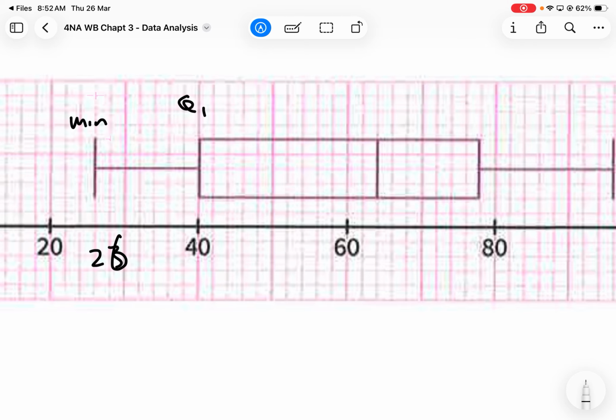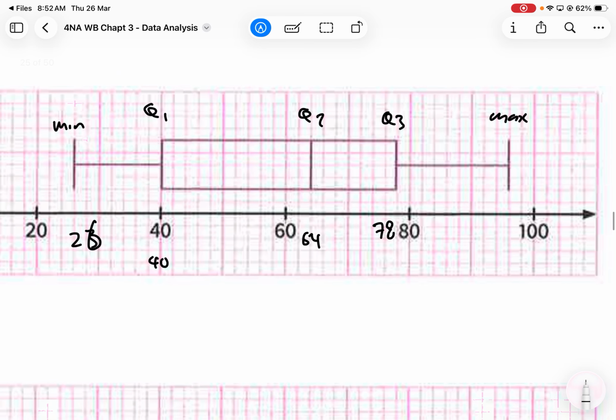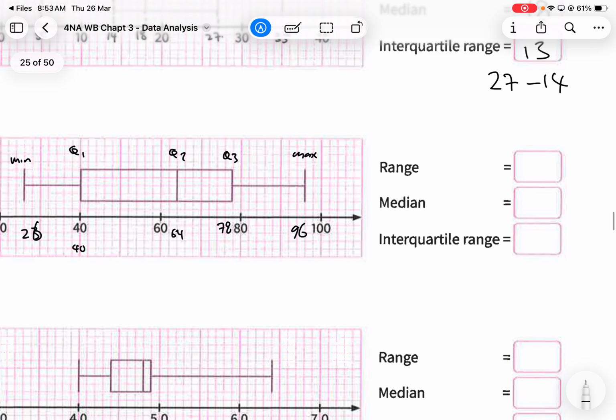Then my Q1 is 40. My Q2 is 64. My Q3 is 78. And my max is 96. Can? Okay. Range is 96 minus 26, 70. Median is 64. Interquartile range 78 minus 40 equals 38. Can?